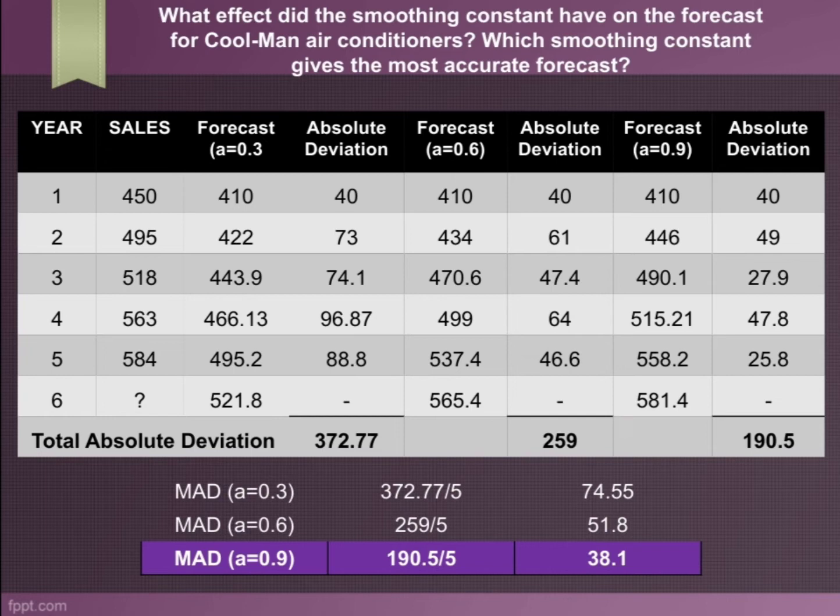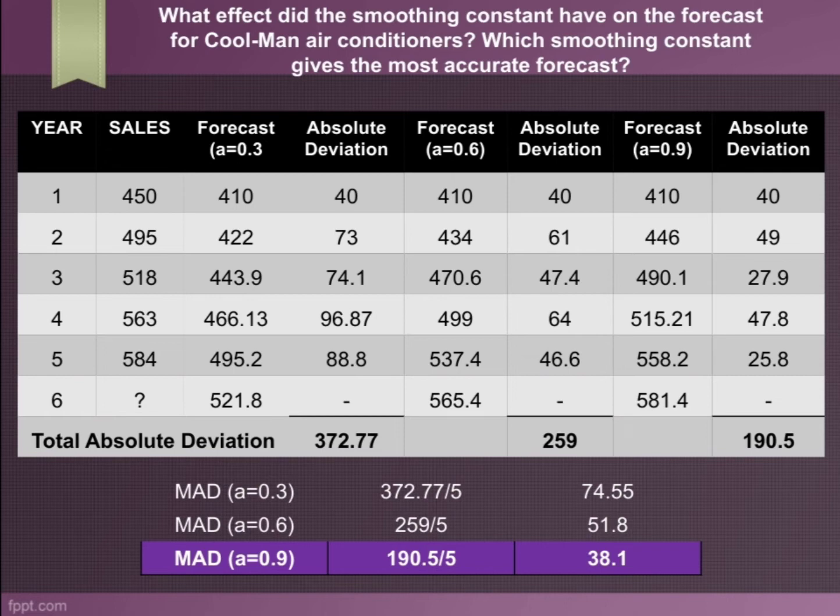So we can get the mean absolute deviation as shown in the second table. The mean absolute deviation using alpha 0.3 is 372.77 divided by 5, since we have 5 figures in the absolute deviation column, equals 74.55.